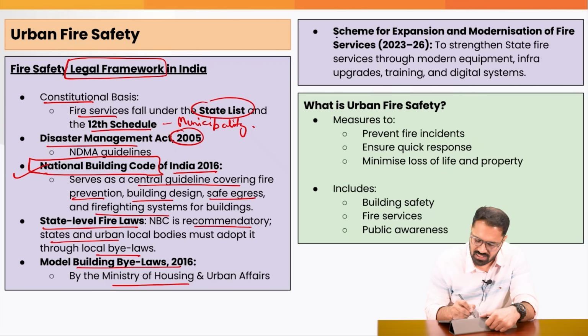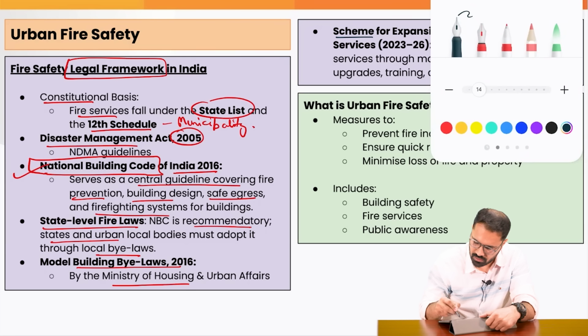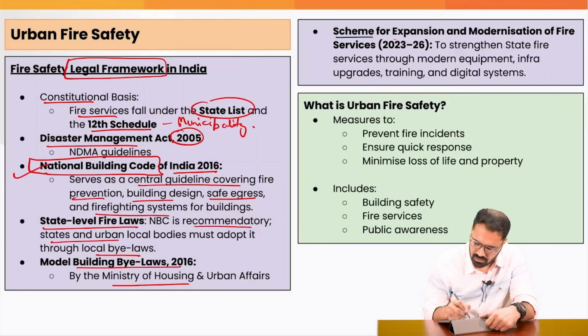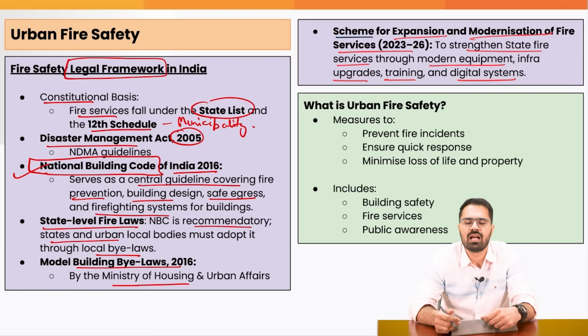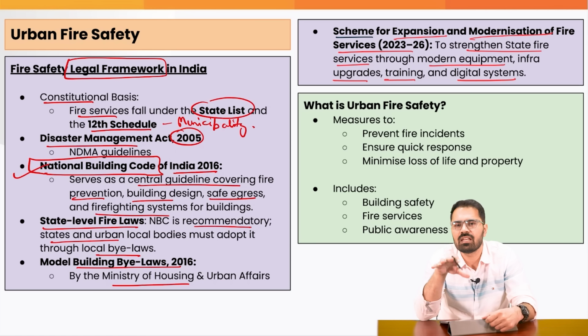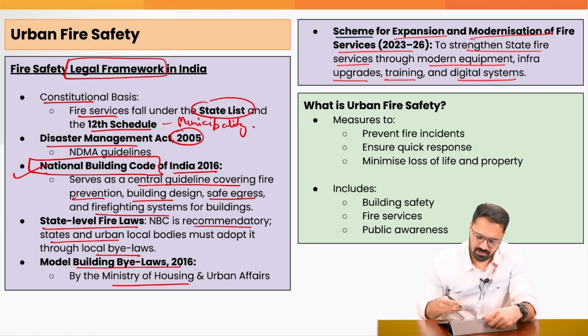Then recently there was a scheme for expansion and modernization of fire service from 2023 to 2026 to strengthen state fire services through modern equipment, infrastructure upgrade, training, and digital systems. However, the efficacy of this upgraded system is still questionable, because we have seen in recent incidents that the equipment is still not tech savvy, still not adequate to dispose of the fires. And now what specifically is urban fire safety?